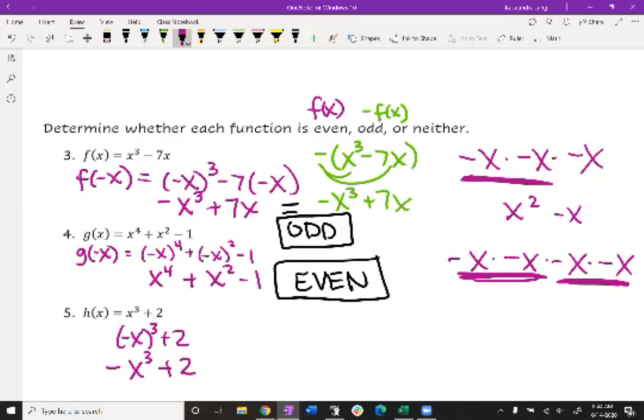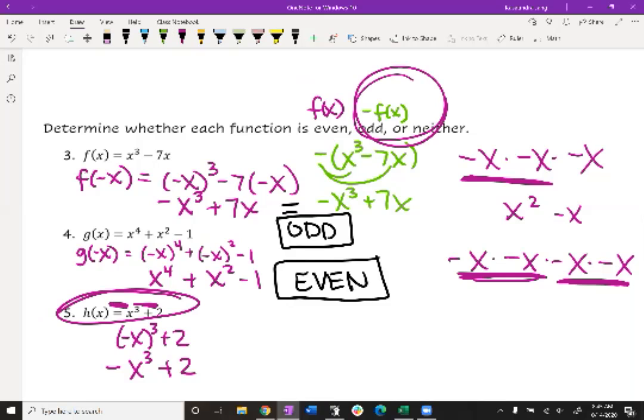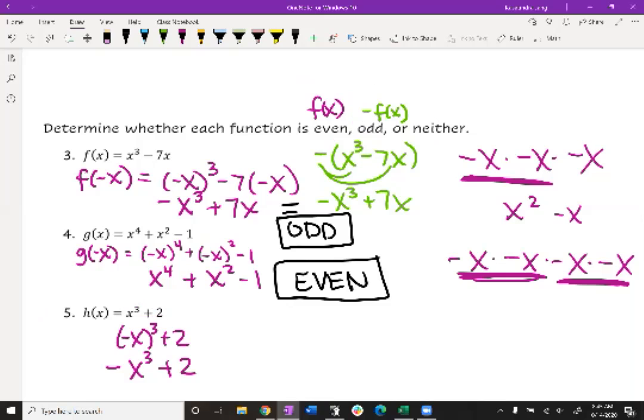Now, is this the original f of x function? Does this match the same thing? No. The x cubed versus negative x cubed, they're not the same. Okay, what about, it is an x cubed and a negative x cubed. Does that mean that they multiplied the whole thing by a negative? Did they change the signs on everything? No, they changed the sign on the x cubed. That got a negative, but they didn't make a -2. It's still a positive 2. So for that reason, we are neither.